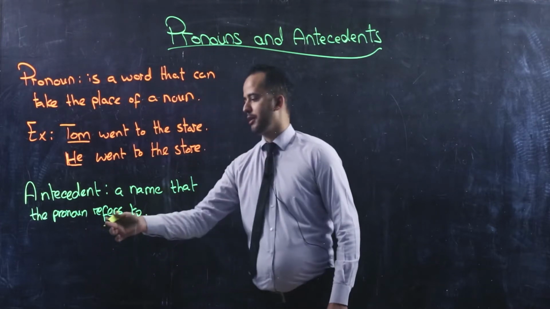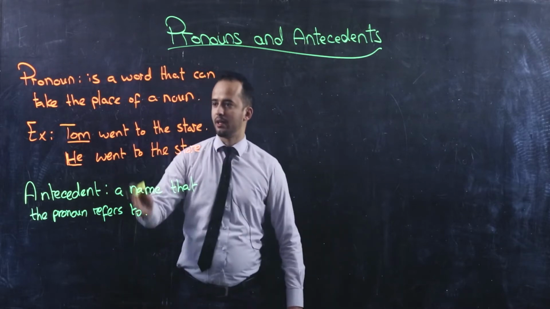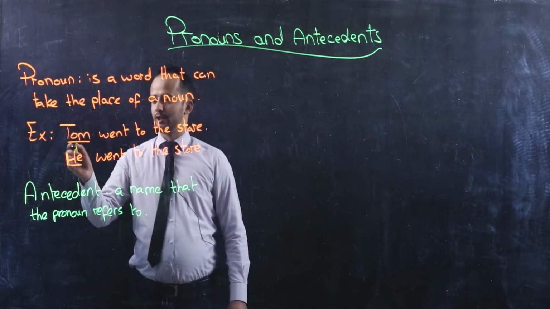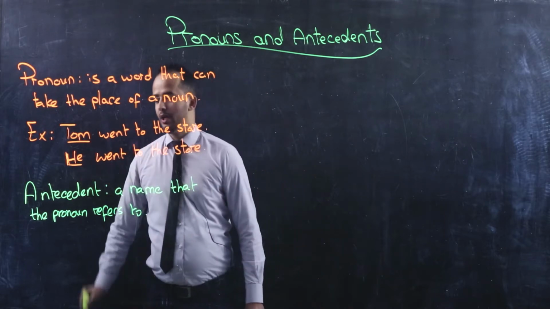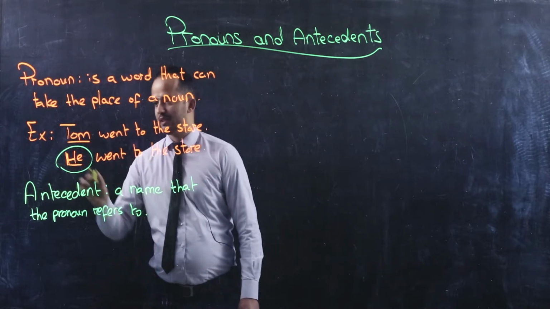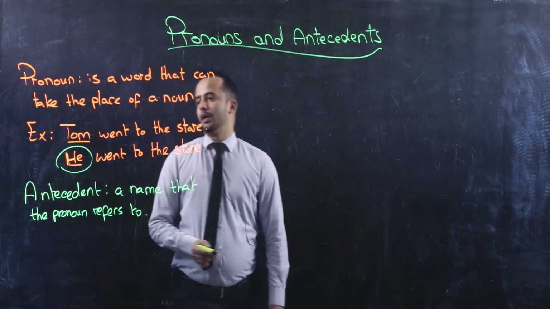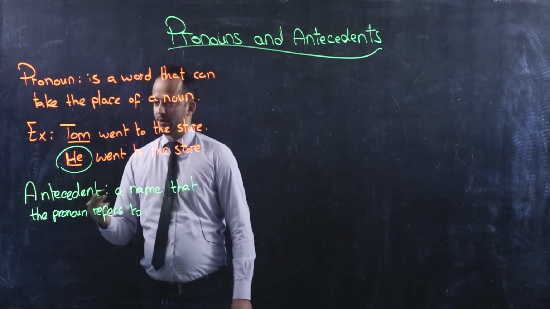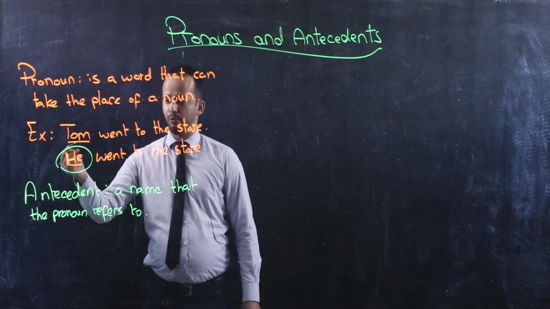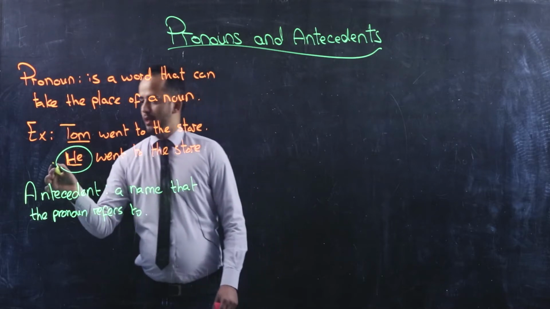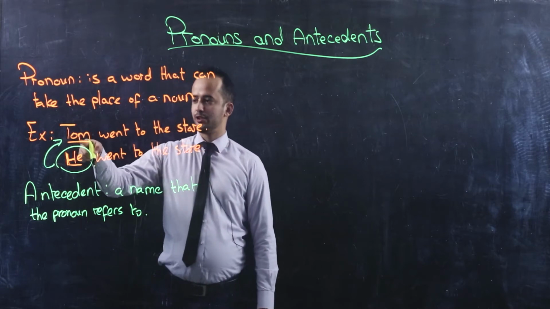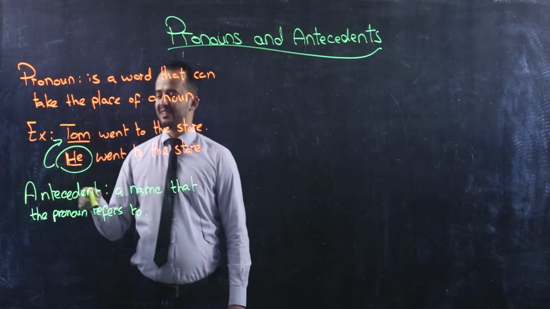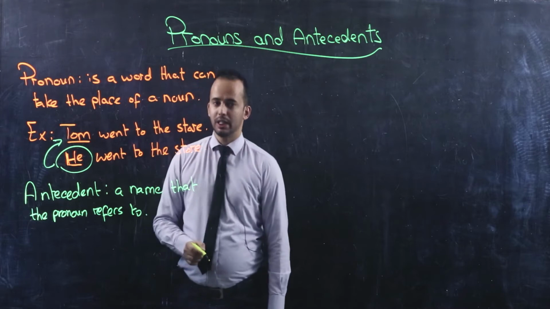So, what do we mean by refers to? Now, let's go back to the previous example here, which is Tom. Tom went to the store, or he went to the store. Now, when we use the pronoun he instead of the noun Tom, we mean that the one or the person who went to the store was Tom. Okay? So, the noun that the pronoun he refers to is Tom. So Tom here is the antecedent of the pronoun he.